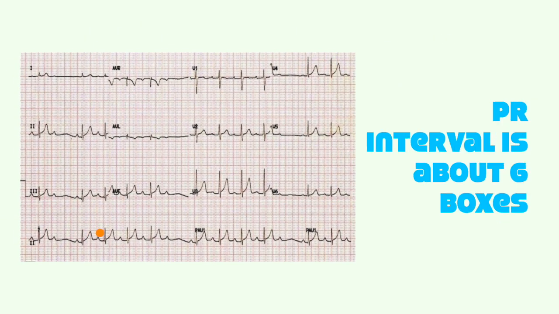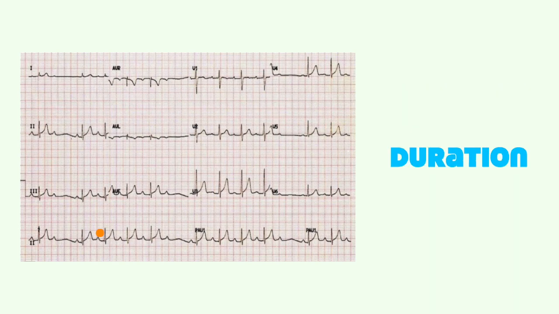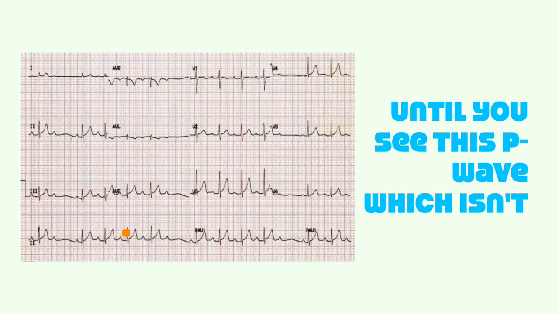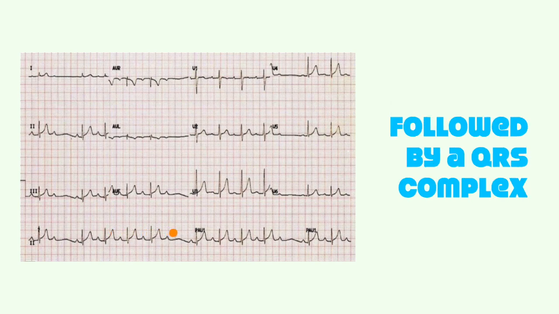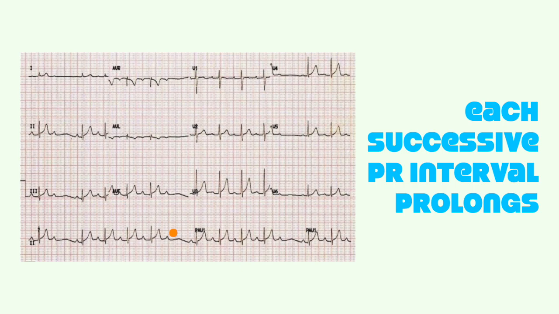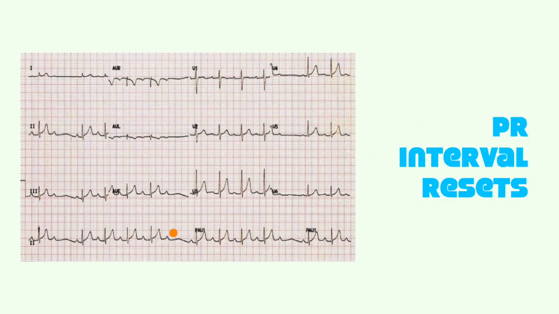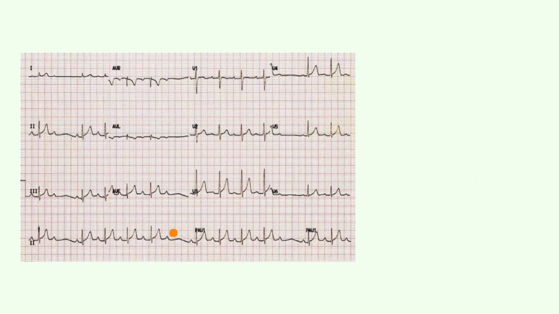If we look at this beat, we can see the PR interval is about 6 boxes, but all the beats after increase in duration, until you see this P wave, which isn't followed by a QRS complex. And that is the definition of a second-degree heart block, type 1. Each successive PR interval prolongs with a QRS drop, at which point the PR interval resets.